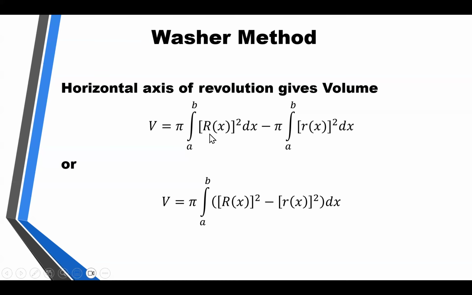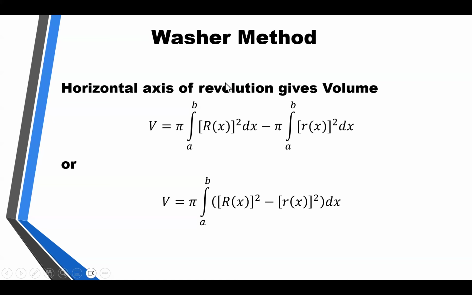Each of them is going to go from some place down to the curve we're rotating around. So this is like the outside. The capital R is usually the bigger one. That's the outside radius. That's calculated by the outside curve down to the line I'm rotating around. This is the inside radius that goes from the inside curve down to the line I'm rotating it around.